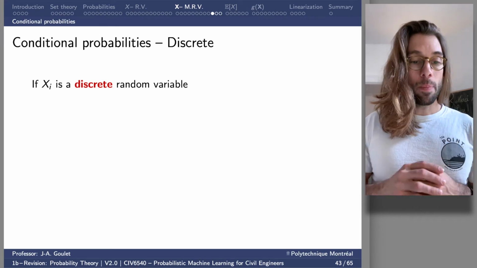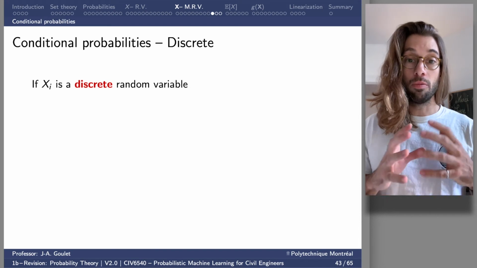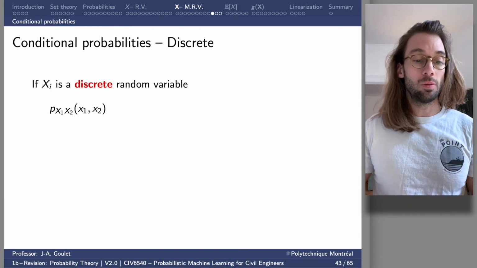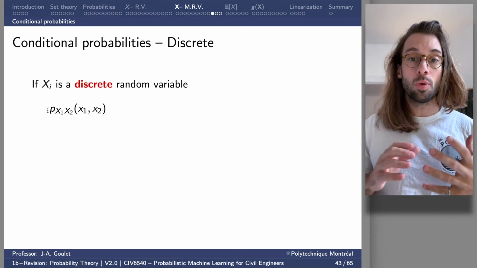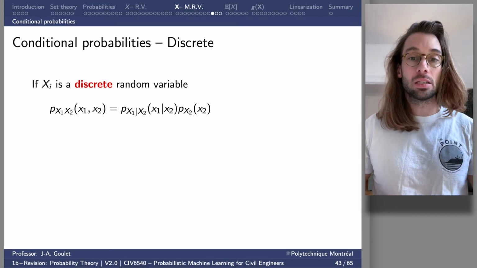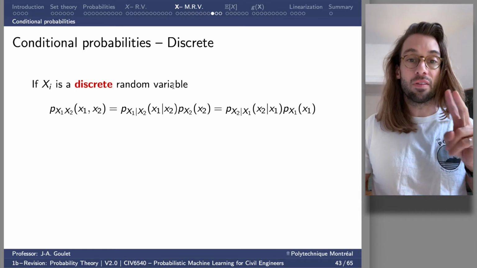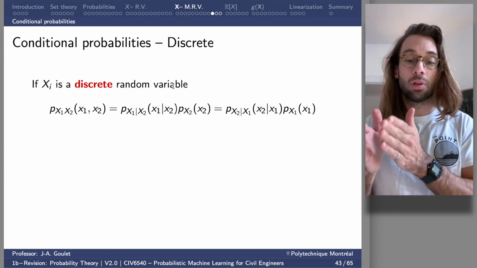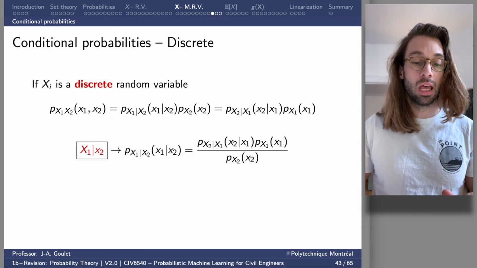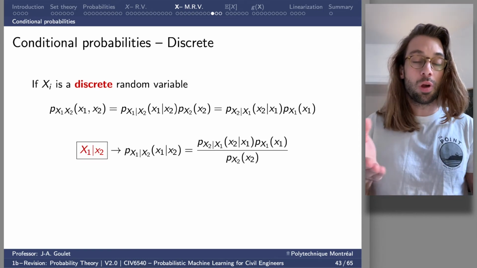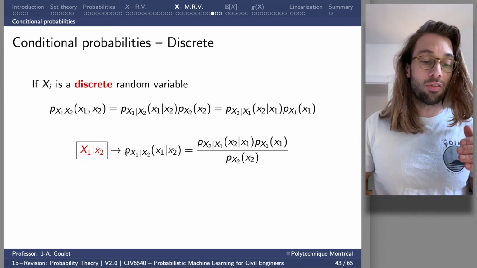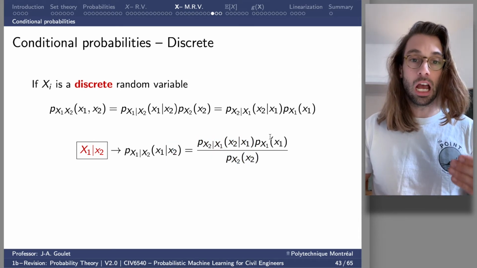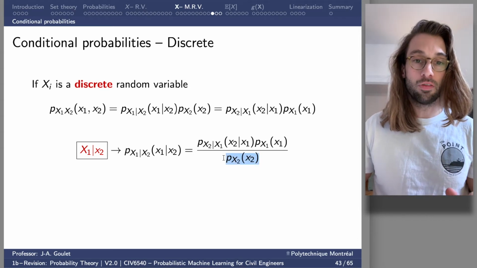Okay, so let's make a little wrap up of conditional probability in the context of multivariate random variables. Let's assume that xi is a discrete random variable. We can define the joint probability of x1 and x2 as a conditional and a marginal. We have two ways of representing it: either probability of x1 given x2 times probability of x2, or probability of x2 given x1 times the marginal probability of x1. If we reorganize these terms, we can express that conditional probability: the probability of x1 given the outcome x2 is the conditional of x2 given x1 times probability of x1, divided by the marginal probability of x2.